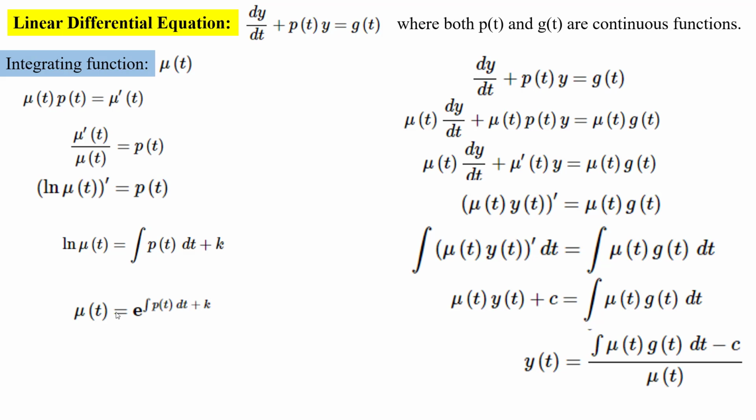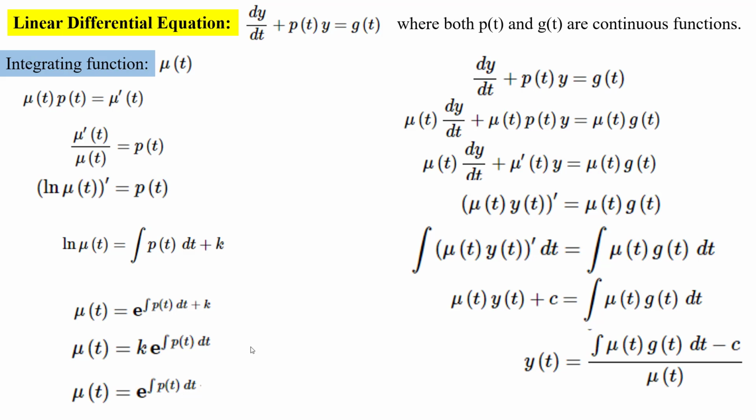And raise each side to e. So mu of t equals e to the integral of p of t times dt plus k. Use the properties of exponents to write this. And actually, I'm going to let mu of t just be e raised to the integral of p of t dt. The reason is because the constants end up all combining into one giant constant, okay?